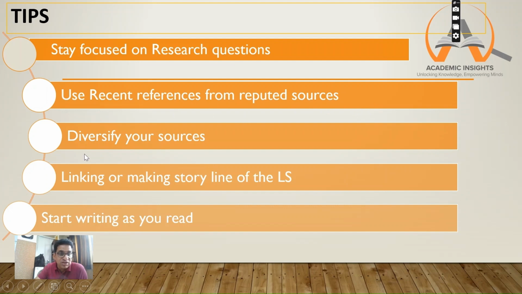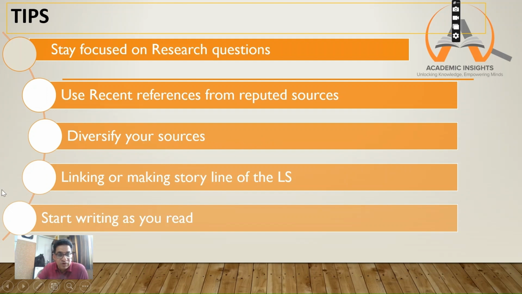Another thing is we have to diversify our sources. It means that we need to go through all the databases. Like we have to find the literature from Science Direct, from Springer, and from other reputed publishing houses. We have to diversify our sources so that we can have a bigger view of the research problem which is being studied by other people in the research community.